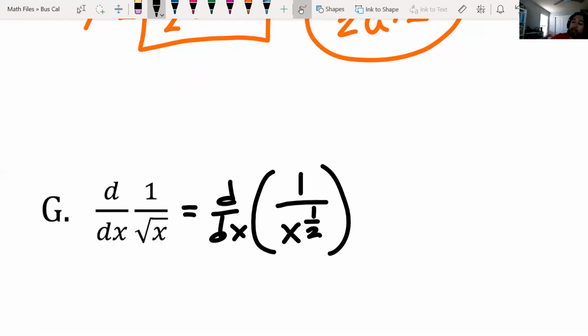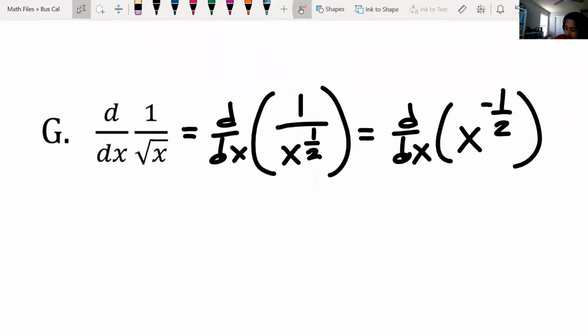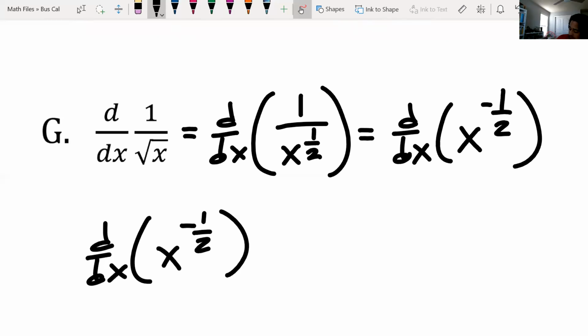And now we still can't take the derivative in this form. So my next rewrite is going to use the negative exponent property. If I have 1 over x to the 1/2 and I rewrite this, I'm going to get x to the negative 1/2. And now we have put it in the proper form so we can take the derivative. So let's go ahead and do that. I'll write this down below. d over dx of x to the negative 1/2.